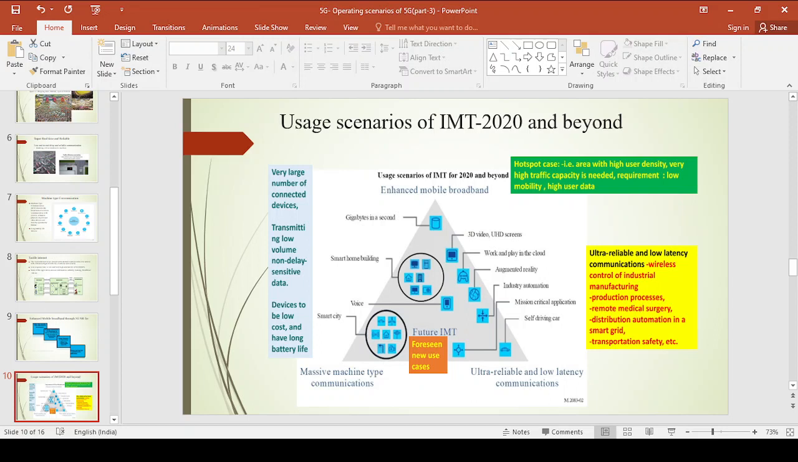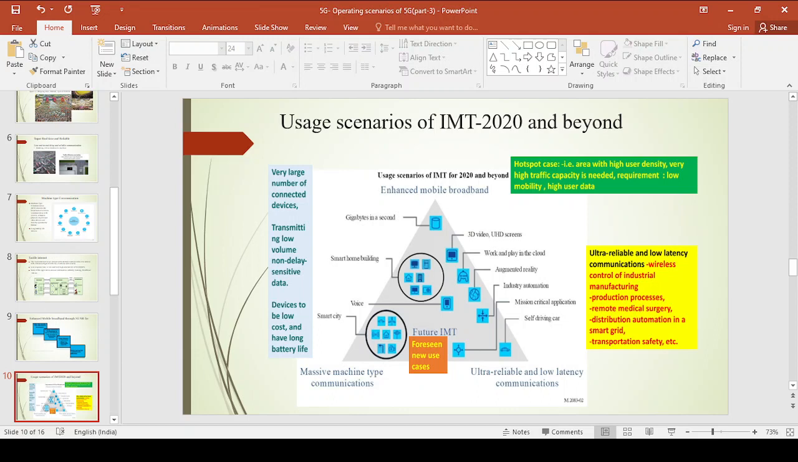Now coming to the machine type communication, under this machine type communication we get more devices connected. A large number of devices are getting connected under this particular communication, and we are transferring non-delay sensitive data. Under machine type communication we are transferring non-delay sensitive data, and the device cost should be low and it should support long battery life, right?